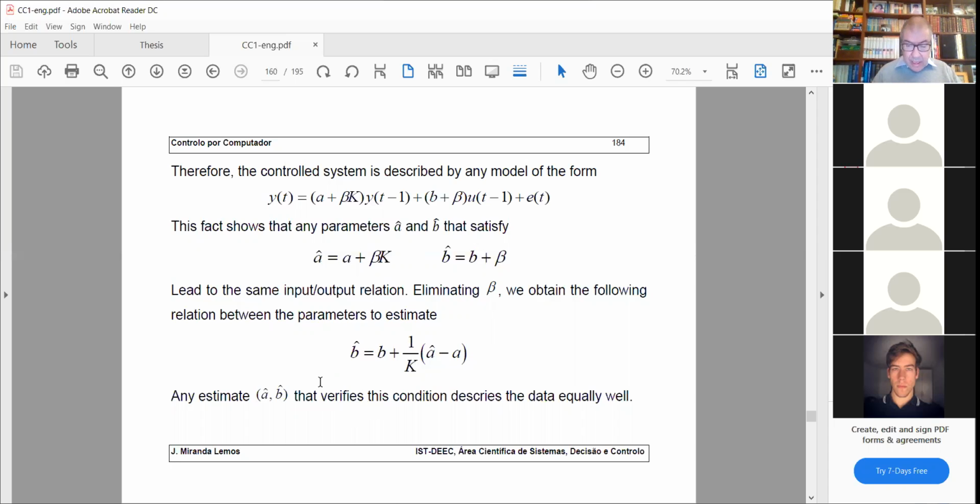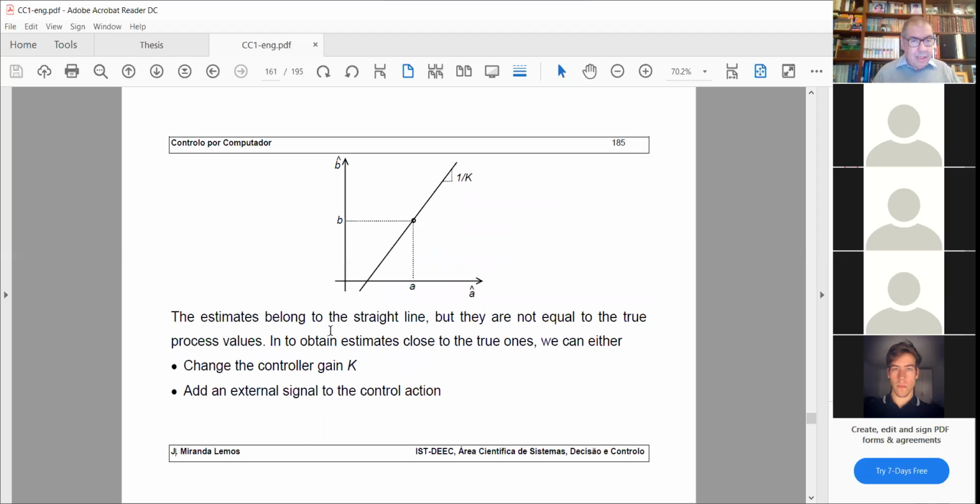Okay, that is to say, when you do an estimate, you will converge to some point, any point in this straight line of slope 1 divided by the gain of the controller. And this line passes by the true value of the parameters. You may converge to the true value of the parameters, but you may converge also to another point, provided that it is in this line. Okay? And you can even slide.